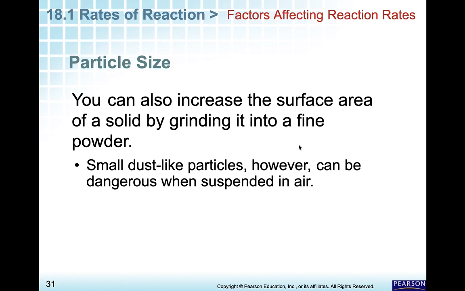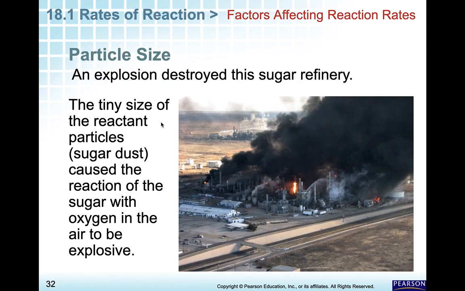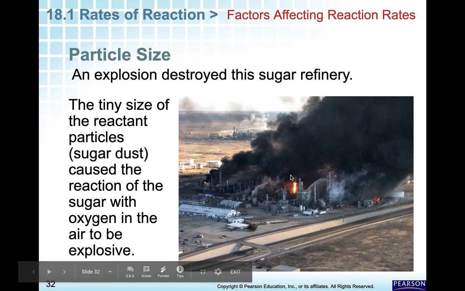This is why really small particles, when you get dust-like size, are really dangerous when they're suspended in air. Because the surface area is so large, they've got such an ability to react, they can sometimes be very, very combustible. And so if you get too small, you have to handle them very carefully or they become dangerous. So for example, this used to be a sugar refinery.